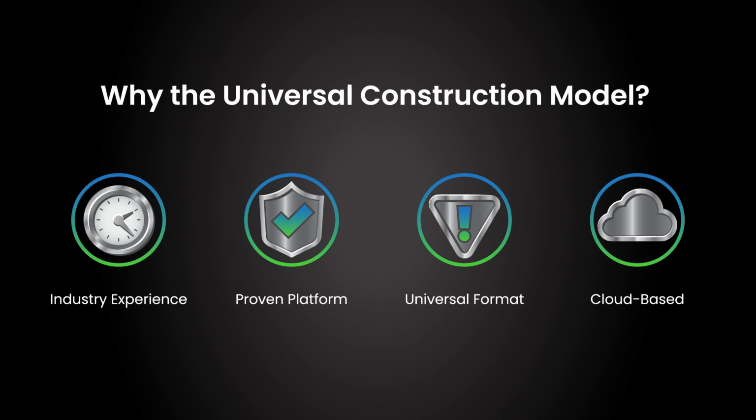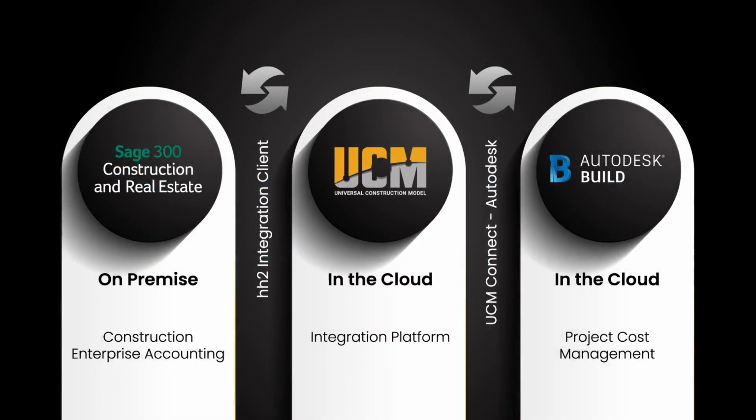The UCM is always on, always available, and auto-updates when there are new features released. This substantially reduces the IT experience needed to run the system. The integration between Sage 300 Construction and Real Estate and Autodesk Build consists of three components. The Universal Construction Model, or UCM, is at the heart of the integration. This is the cloud-based platform that manages the integration tasks and data.